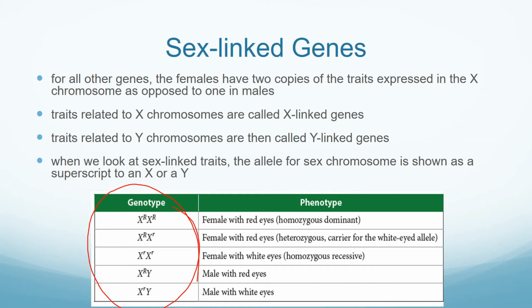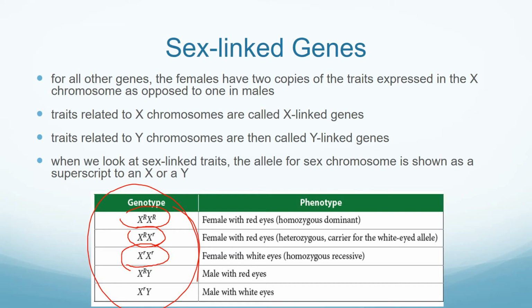We know that red eye is the dominant allele. A female with red eyes could either be homozygous dominant, X uppercase R, X uppercase R, or heterozygous, X uppercase R, X lowercase r. Here it's very similar to our one and two trait crosses, where the recessive is masked and only the dominant allele is expressed. If both recessive alleles are present, then there's no dominant allele, and the recessive trait is expressed: X lowercase r, X lowercase r.